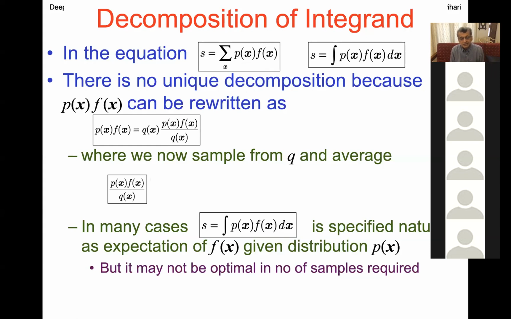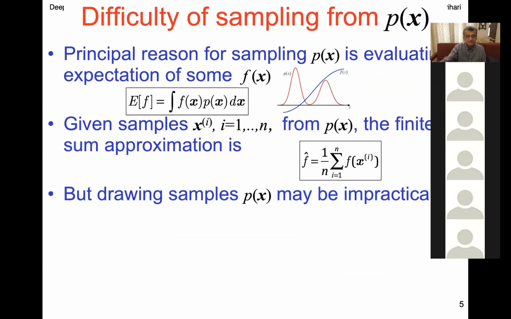which isn't even part of this picture. Originally we were looking at S equal to summation P times F. Now we are bringing in P times F is equal to Q times P times F divided by Q. And bringing in some Q, and we're saying go and sample from some other Q, and from that distribution, you average the quantity that you're looking for. That's the clever idea here. Q is called the proposal distribution.